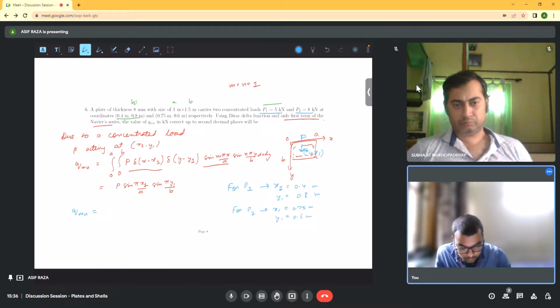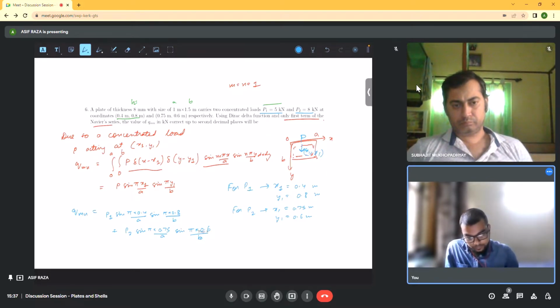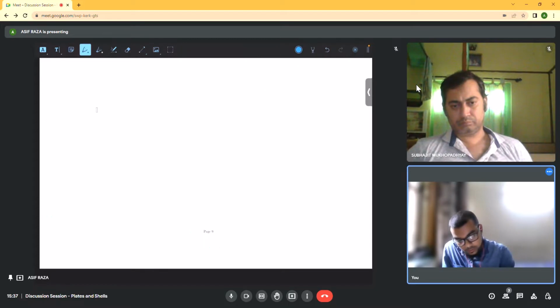So the contribution we can write as P1 sine pi times 0.4 upon A, sine pi 0.8 upon B, plus P2 sine pi 0.75 upon A and sine pi 0.6 upon B. So we have A equal to 1 meter and B equal to 1.5, and P1 equals 5 and P2 equals 8. So it can be simplified.